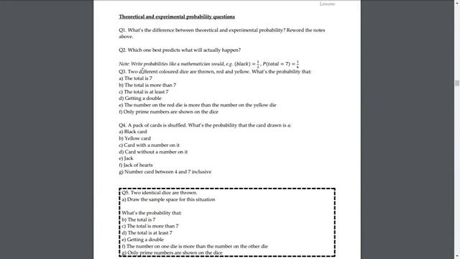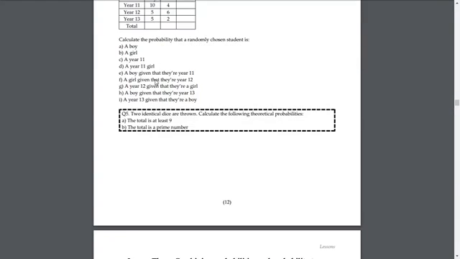And let's find that original question. Lesson 1 questions. Question 3. 2 different coloured dice are thrown, red and yellow. What's the probability that A? The total is 7. So that's the question that we're working on here.